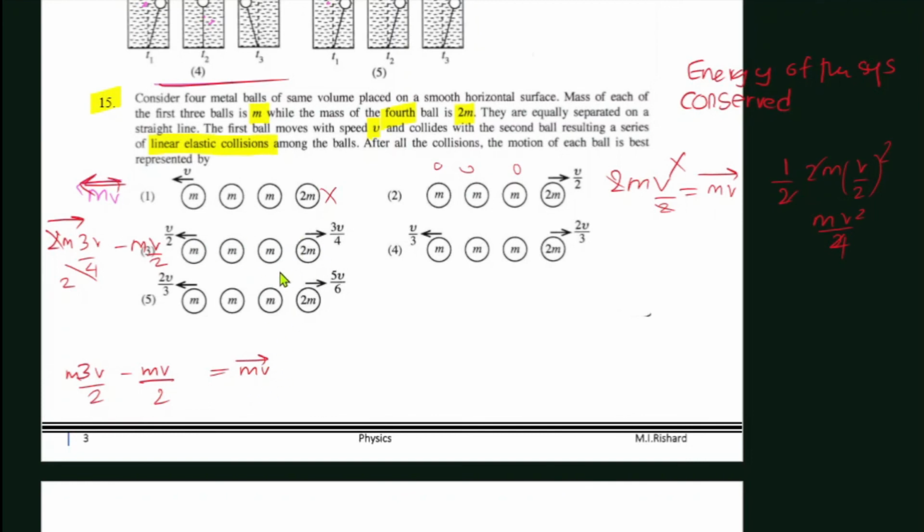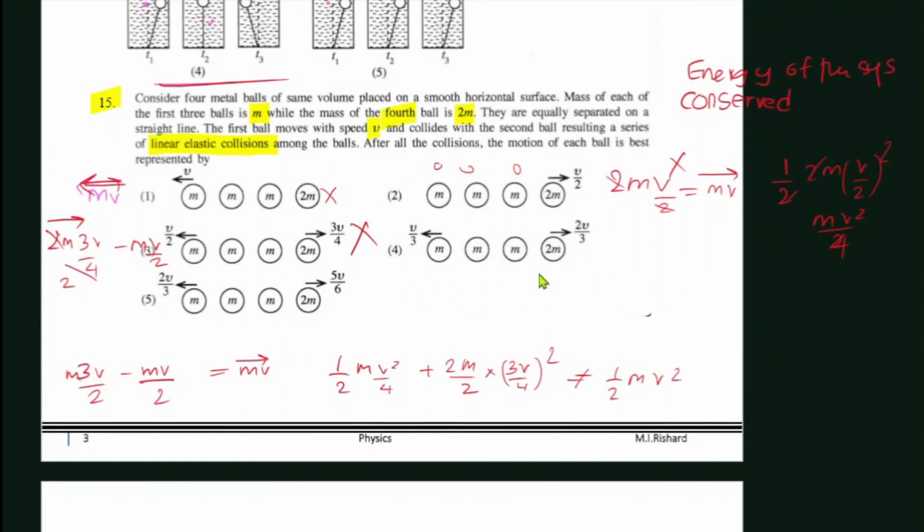Shall we check the total kinetic energy? Total kinetic energy, if we check, half m v over 2 squared. V over 2 squared is v squared over 4. And then this plus half of 2m, mass is 2m, 3v over 4, which means squared. If we add this, you will not get half mv squared. Half mv squared, you will not get that. Now this is also wrong.